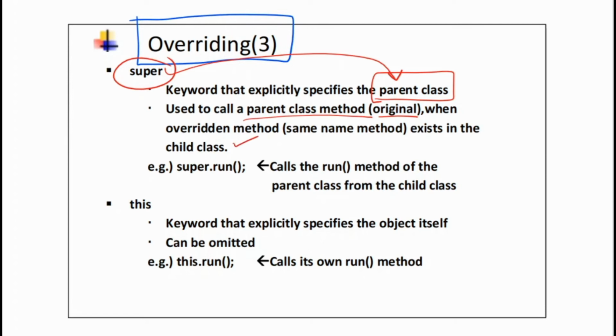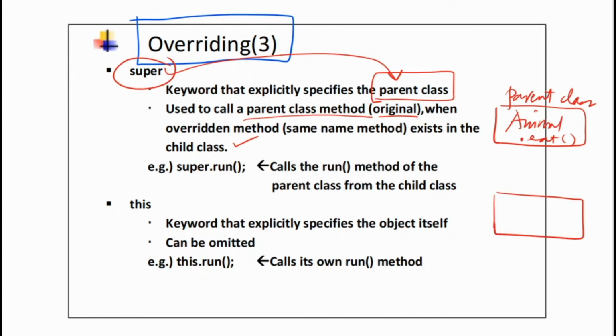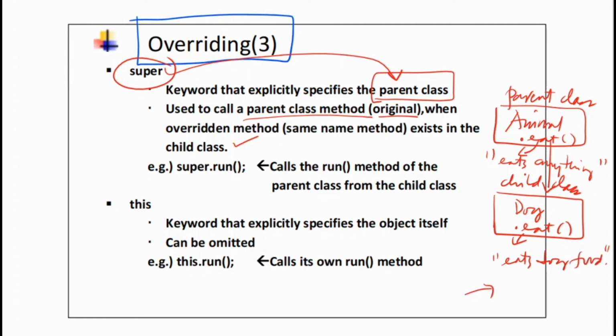Say for example, this is the parent class Animal and it has an eat method, and say this is the Dog Java class, which we call the child class or the subclass, and here we override the eat method which is inherited from the Animal parent class. Maybe the implementation of eat here is "it's anything", while the implementation of eat here for Dog is "it's dog food".